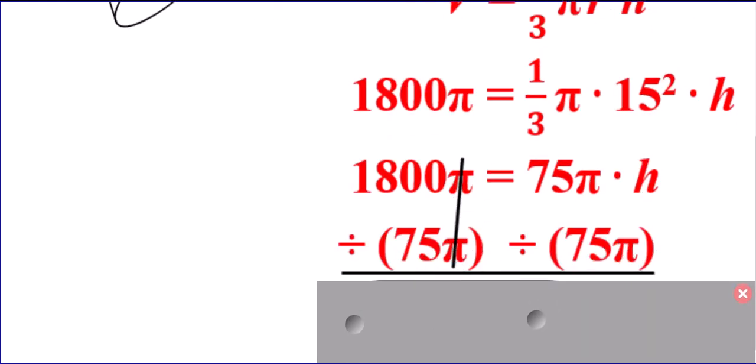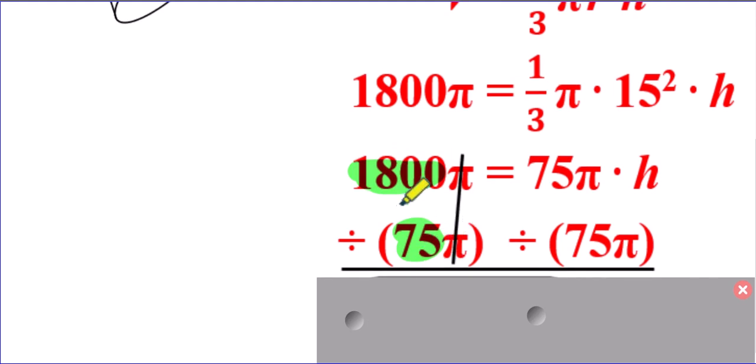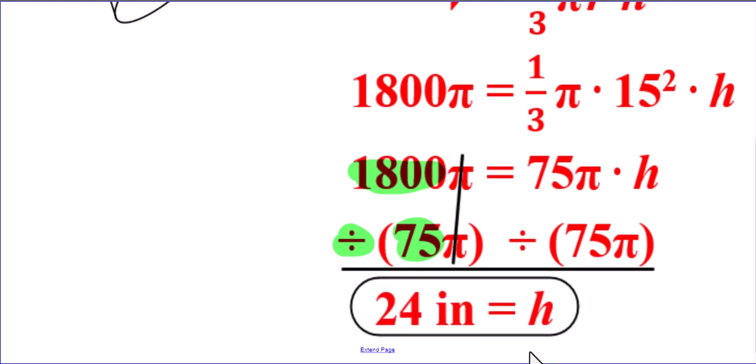Pi divides out pi, which means the only things you have to do in your calculator is 1,800 divided by 75, inverse multiplication, division, and you will get the answer for the height. Boom, 24 inches. And notice, height, radius, length are normal units of measure. They are not cubic inches. Volume would be cubic inches, but height, radius, length, width, they are regular inches.